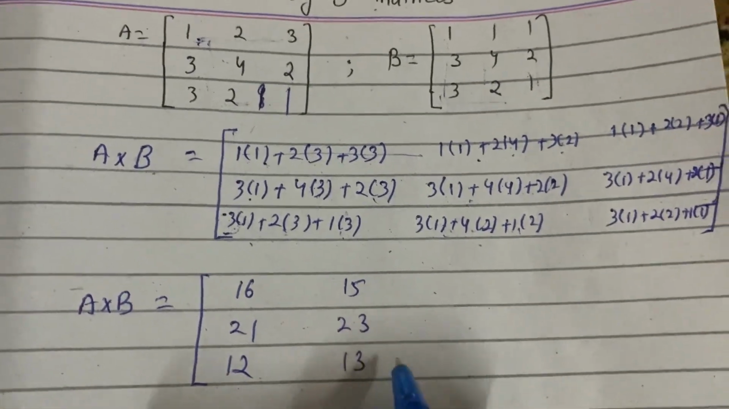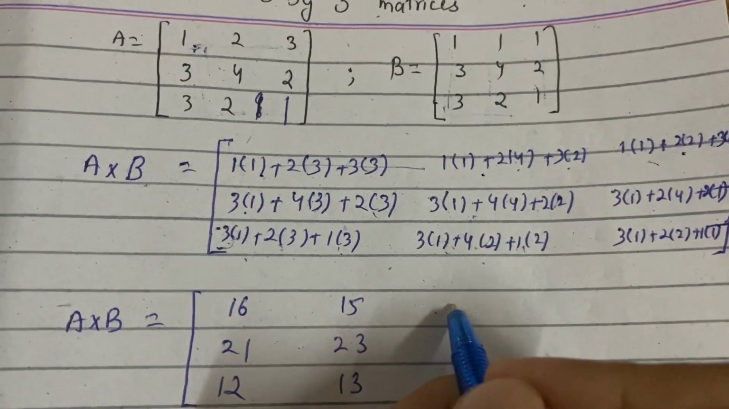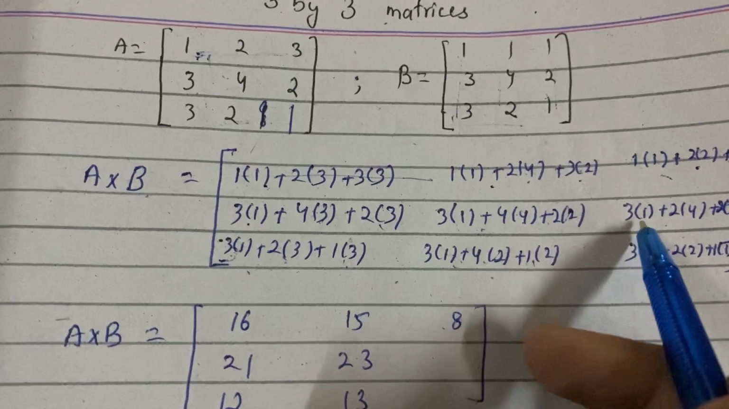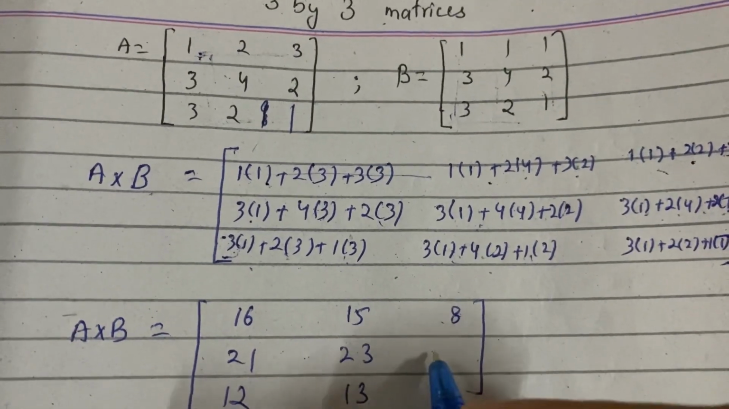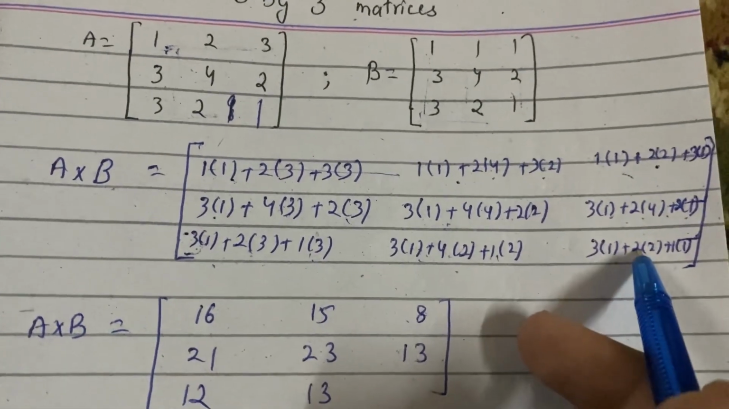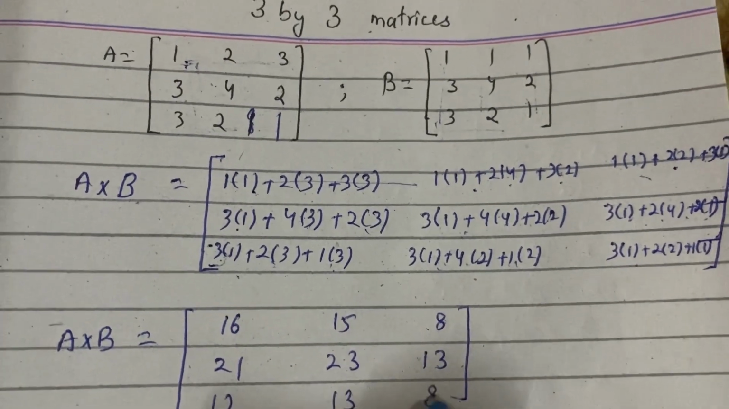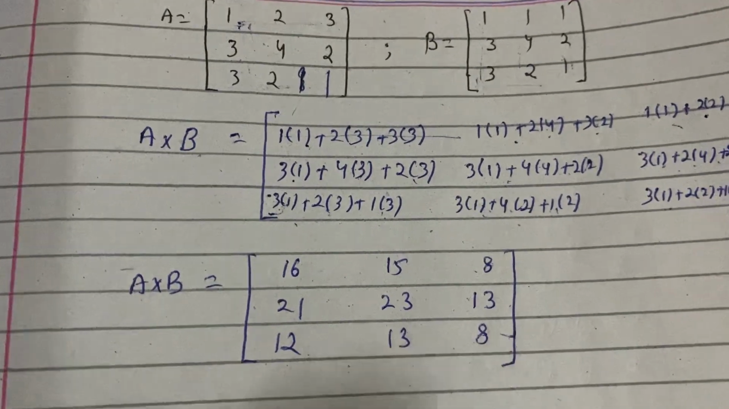And then 1 into 4 plus 3 is 8, and then 3 plus 8 plus 2 is 13, and then 3 plus 4 plus 1 is 8. So this is how we multiply 2 by 3 and 3 by 3 matrices.